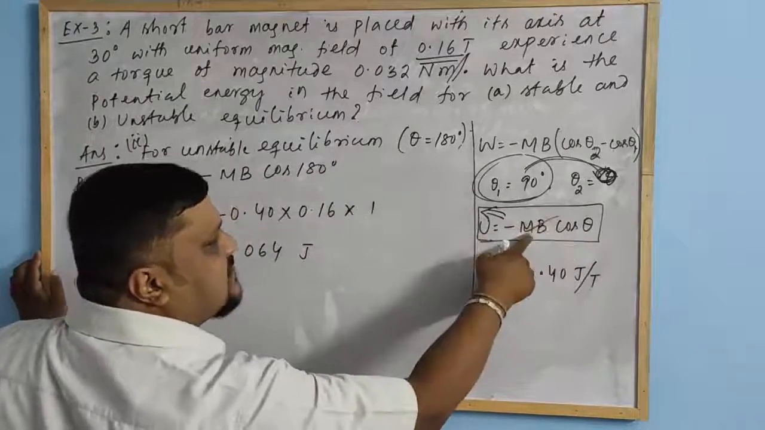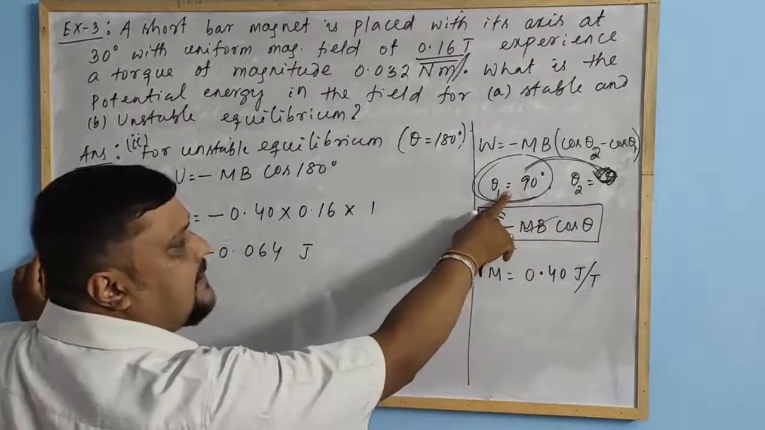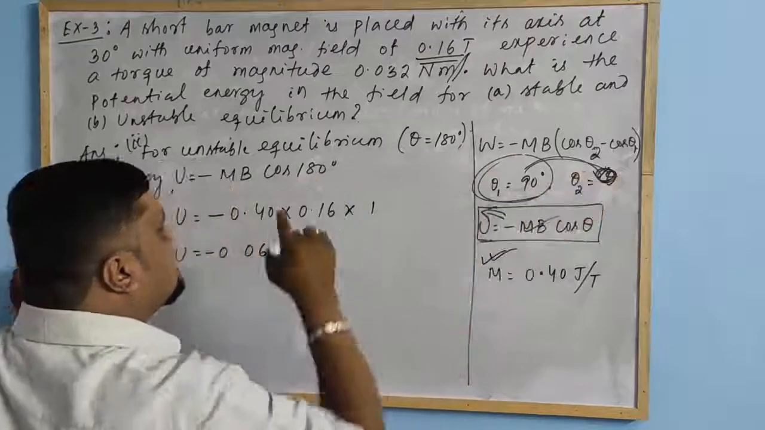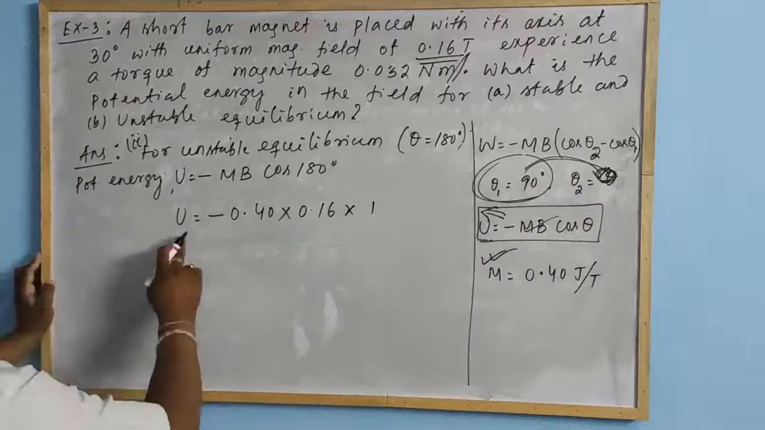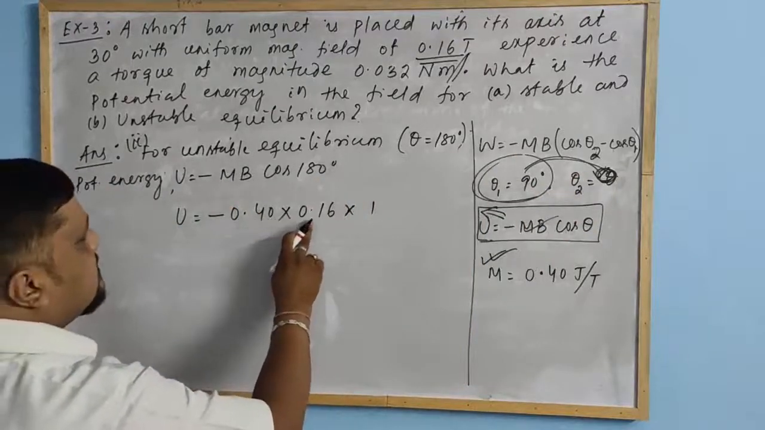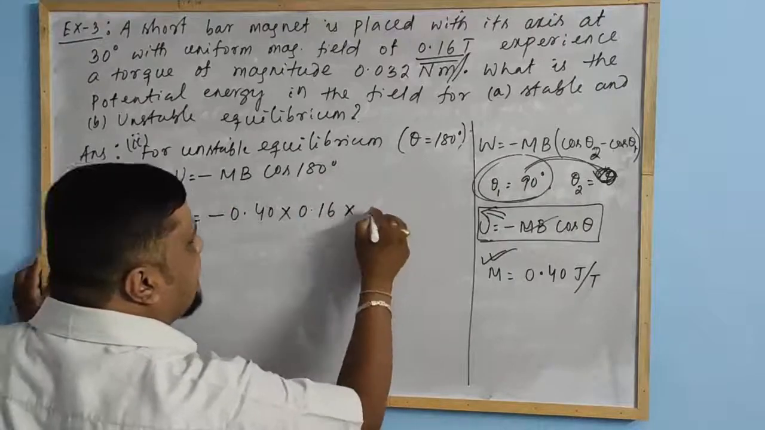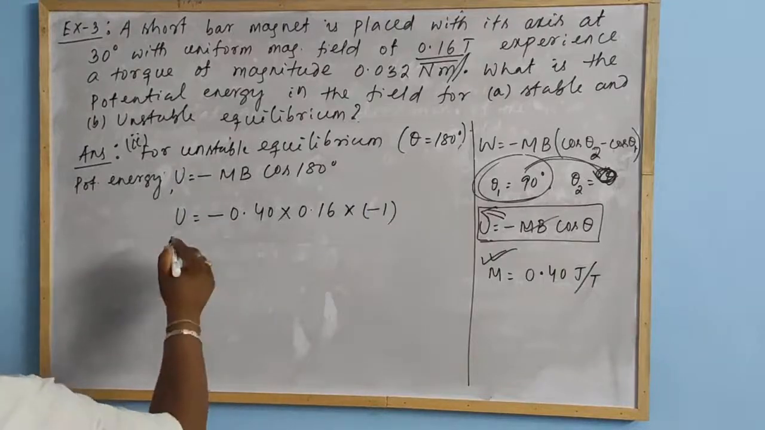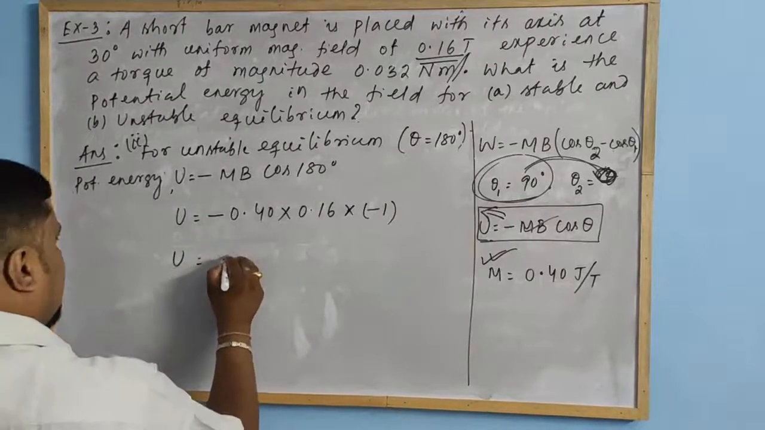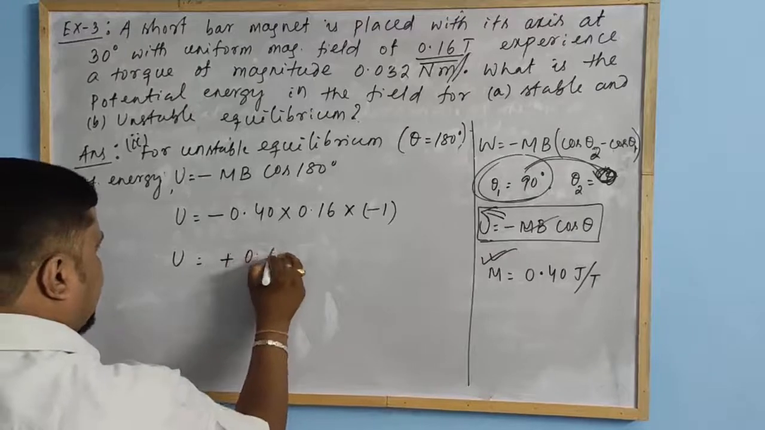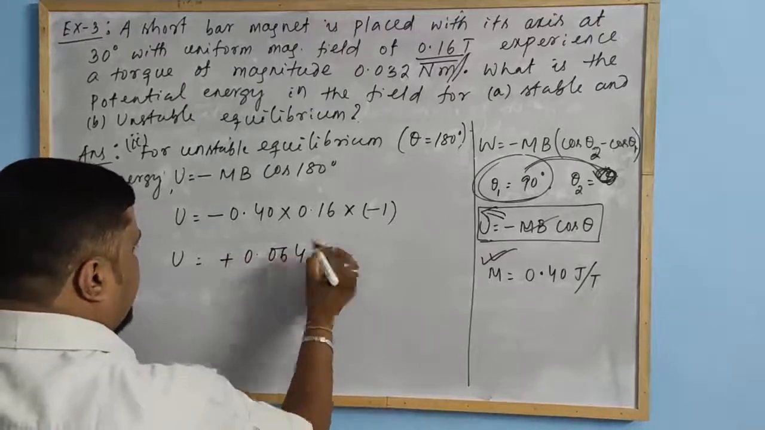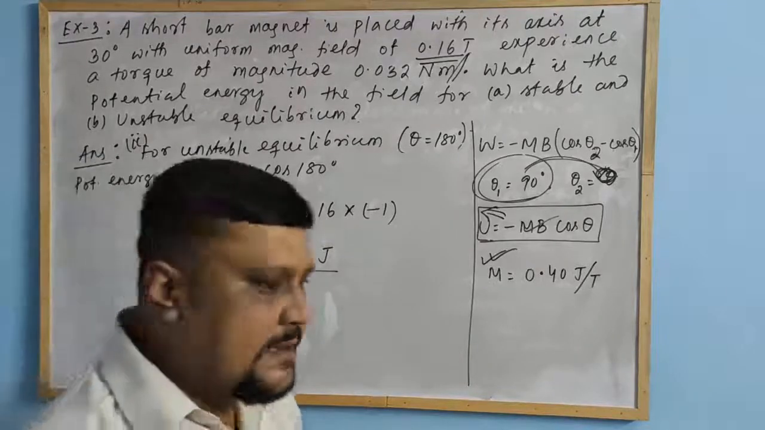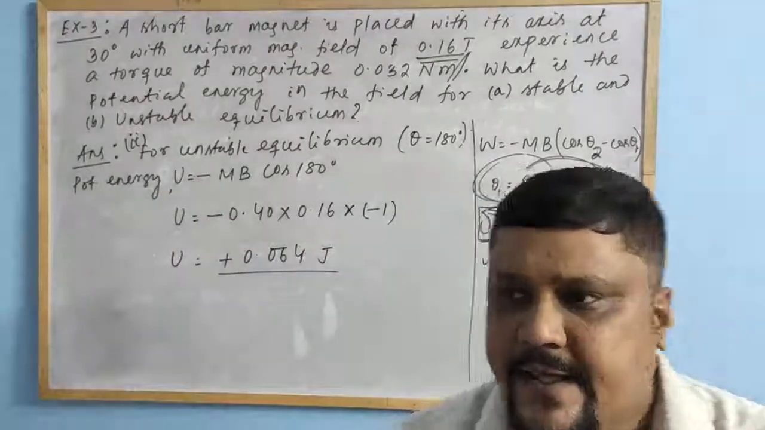Same thing is for unstable. The angle changes from 0 degree to 180 degree, that is unstable. So U is equal to minus 0.40 into 0.16 into cos 180. What is cos 180? That is minus 1. If it is minus 1, then what will you get? This is plus. So the answer you got is plus 0.064 joule. That is minus for stable, and this is your plus. So that is the difference between the stable and unstable.